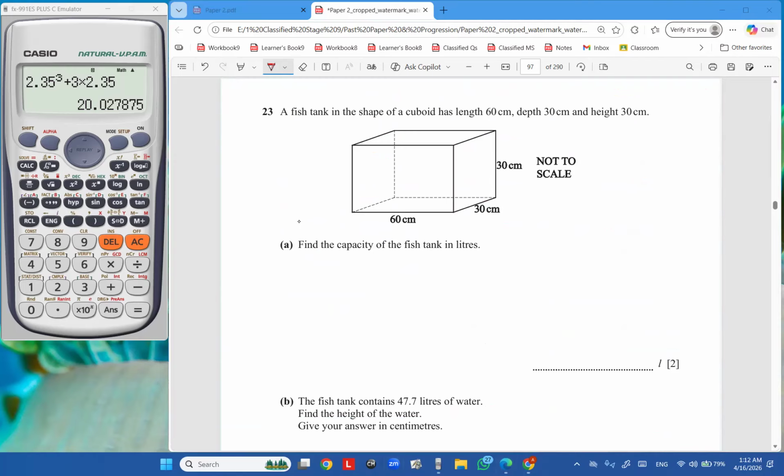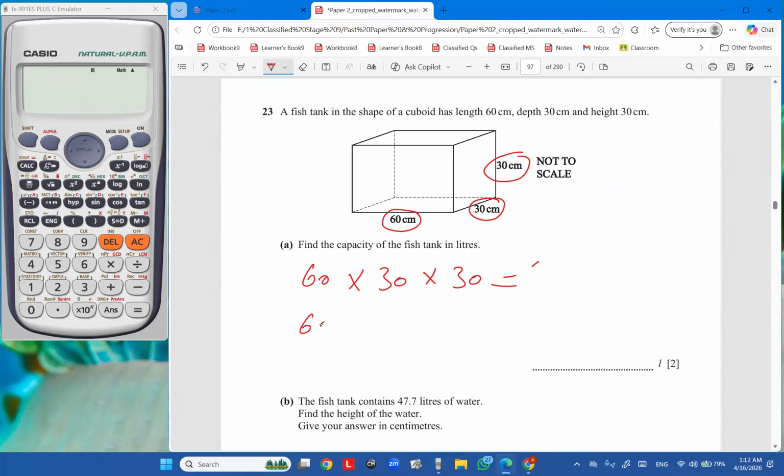So they're saying to you, find the capacity of the fish tank in liters. All right, so we're going to do this here. 60 multiplied by 30 multiplied by 30. So 60 times 30 times 30, which is going to give you exactly 60 multiplied by 900. Using the calculator from the very beginning, it's not going to make any difference. You're going to find that it's 54,000 centimeters cubed, right?